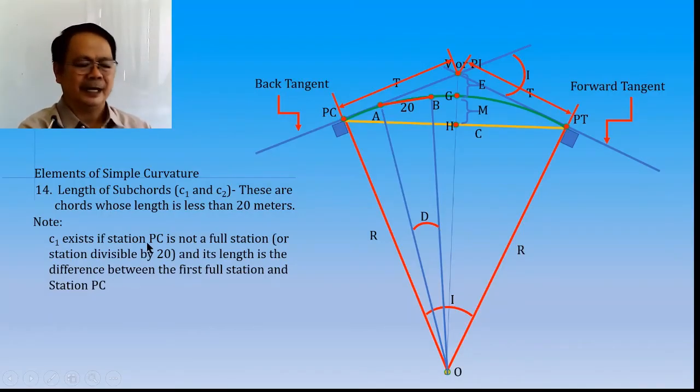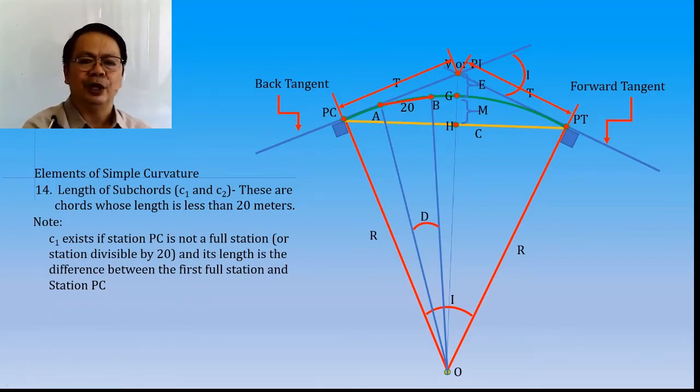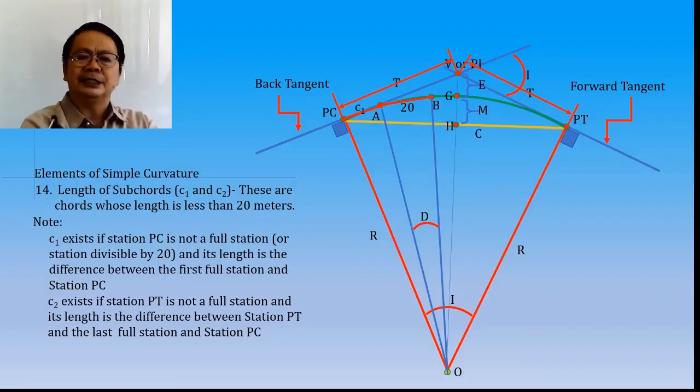Again, sub-chord C sub-1 will exist only if the station PC is not a full station. And the magnitude of C sub-1 is the difference between the first full station and the station PC. Ganon din ang ating C sub-2.